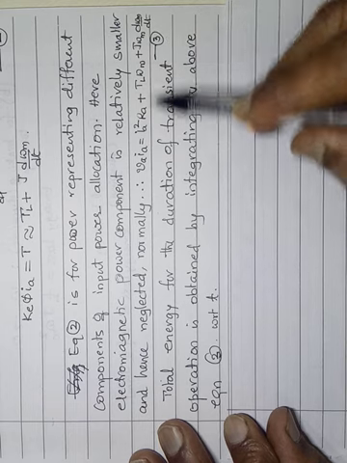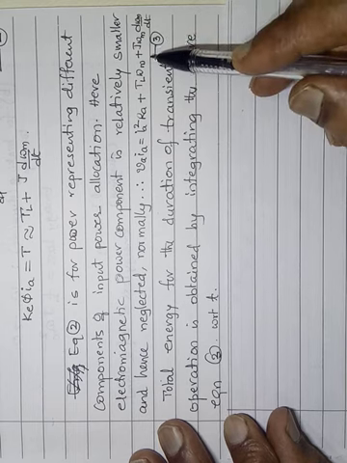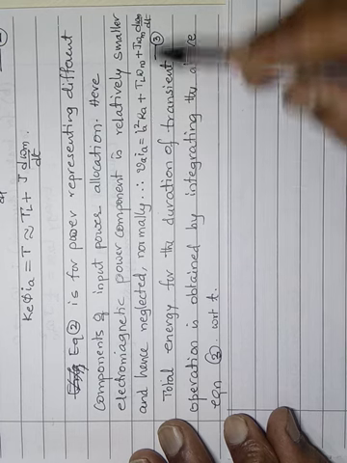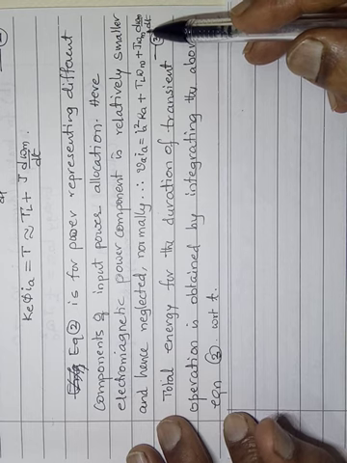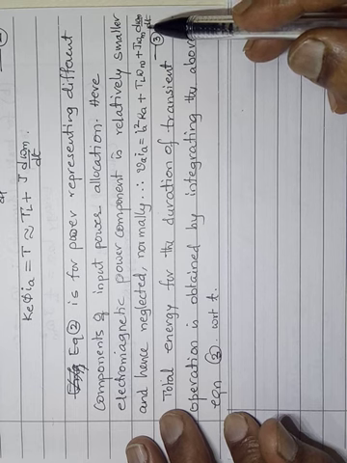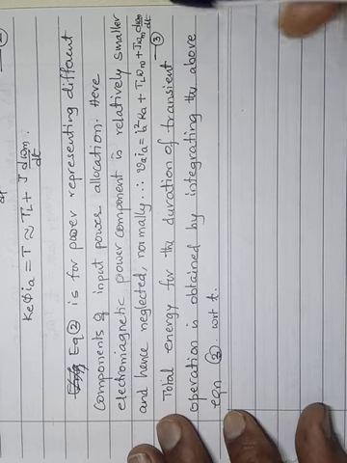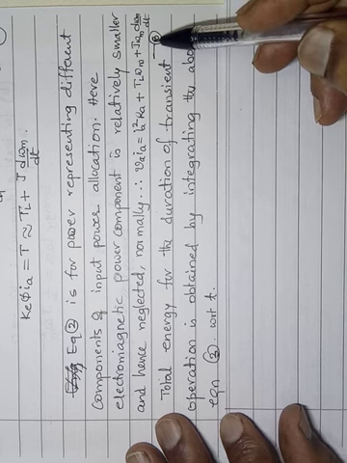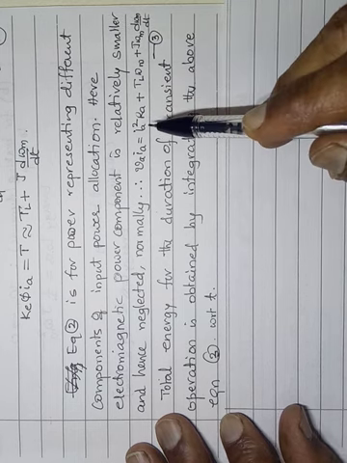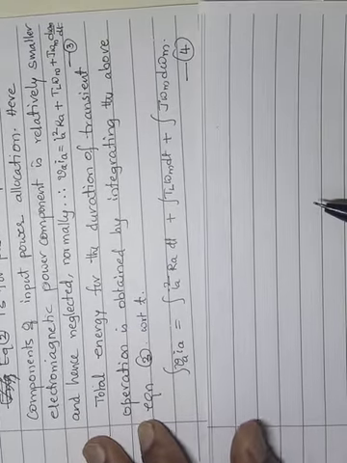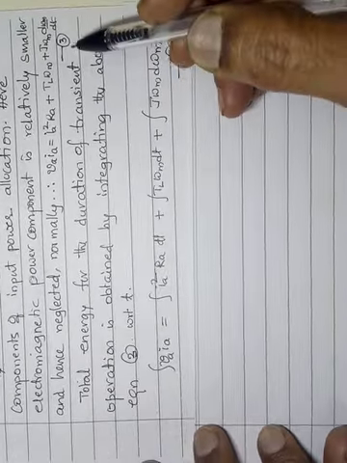So this is the power equation. If we add the time component to this, it will become the energy. Watt into second is joule: watt is power, watt into second, joule, is energy. So we integrate this equation 3 with respect to t to get energy. So we get energy by integrating equation 3.